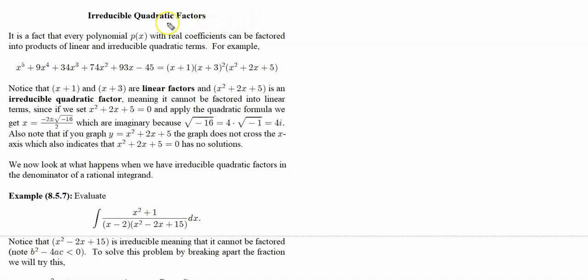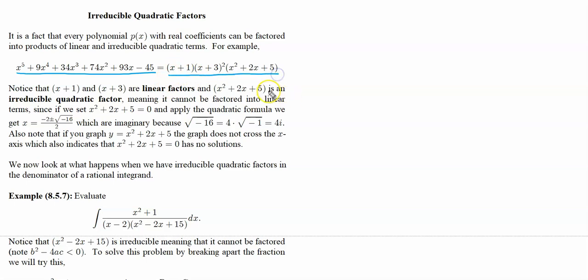Now in this part of our lesson, we're going to take a look at what happens when you have irreducible quadratic factors in the expansion of the denominator of your rational function. Now, what we mean by an irreducible quadratic factor is this. Consider this polynomial right here. Okay, so this is a big long polynomial here, x to the 5th power plus 9x to the 4th and so on. Now, that factors like this.